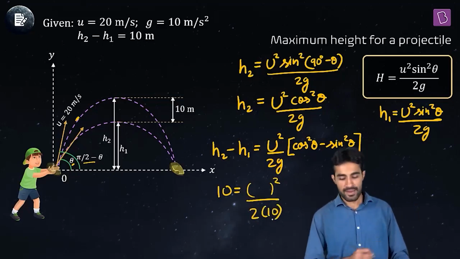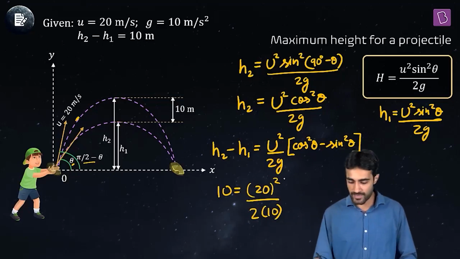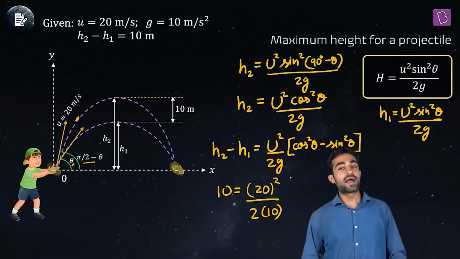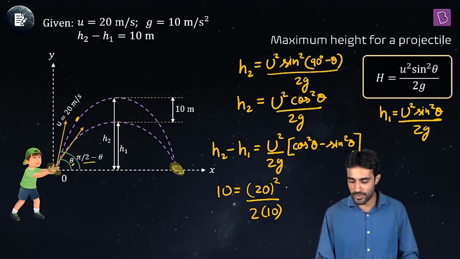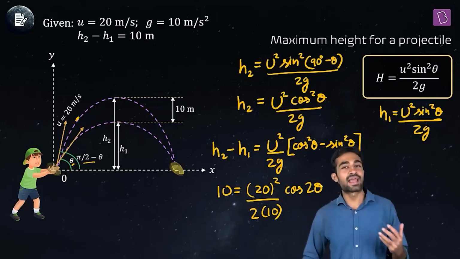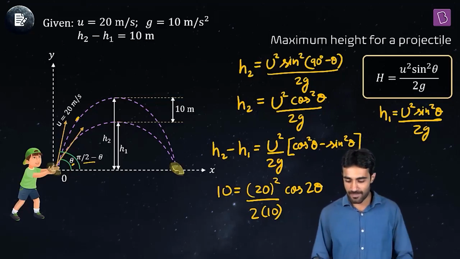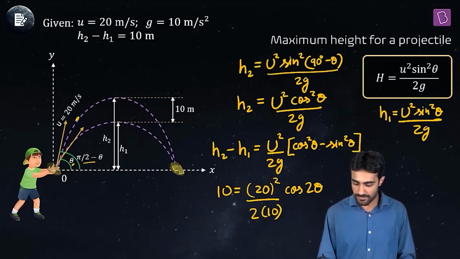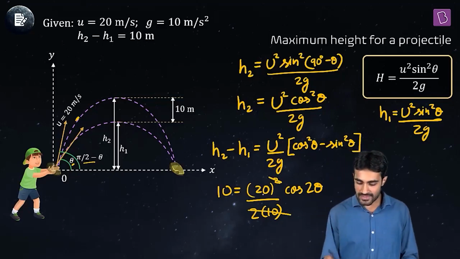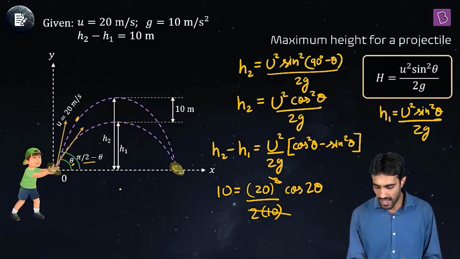Let's take g to be 10. U is given to be 20. So, 20 square by 2g. Now, cos square theta minus sine square theta will be written as cos 2 theta. Good? Good. From this, we can get the value of 2 theta and then we can obtain theta. Now, let me cancel out something. 20 cancels out, and 10 also cancels out. So, cos of 2 theta is half.